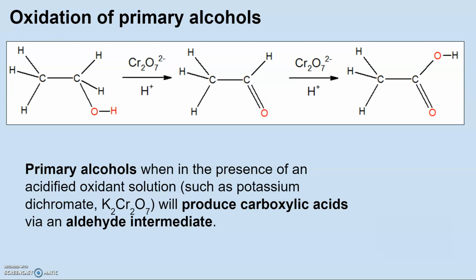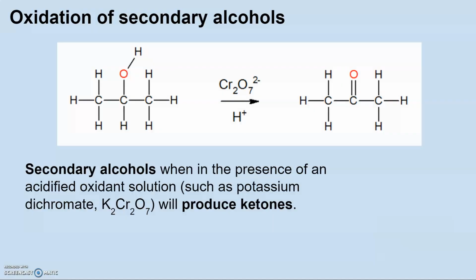Secondary alcohol, because it is not on a terminating carbon, can't go to a carboxylic acid. So when a secondary alcohol is oxidized, imagine that this bond goes to there and that pops off. So oxidation of a secondary alcohol produces a ketone.